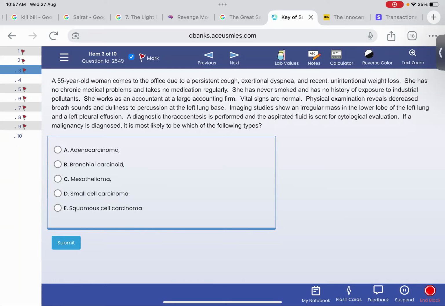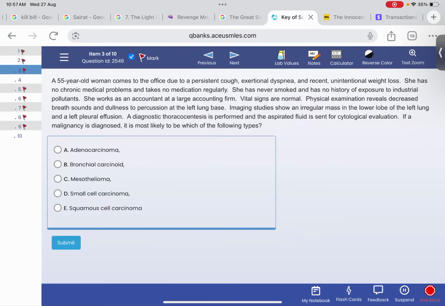She works as an accountant at a large accounting firm. Vital signs are normal. Physical examination reveals decreased breath sounds and dullness to percussion at the left lung base. Imaging shows an irregular mass in the lower lobe of the left lung and a pleural effusion. A diagnostic thoracentesis is performed and aspirated fluid is sent for evaluation. If malignancy is diagnosed, which of the following types is it likely to be?